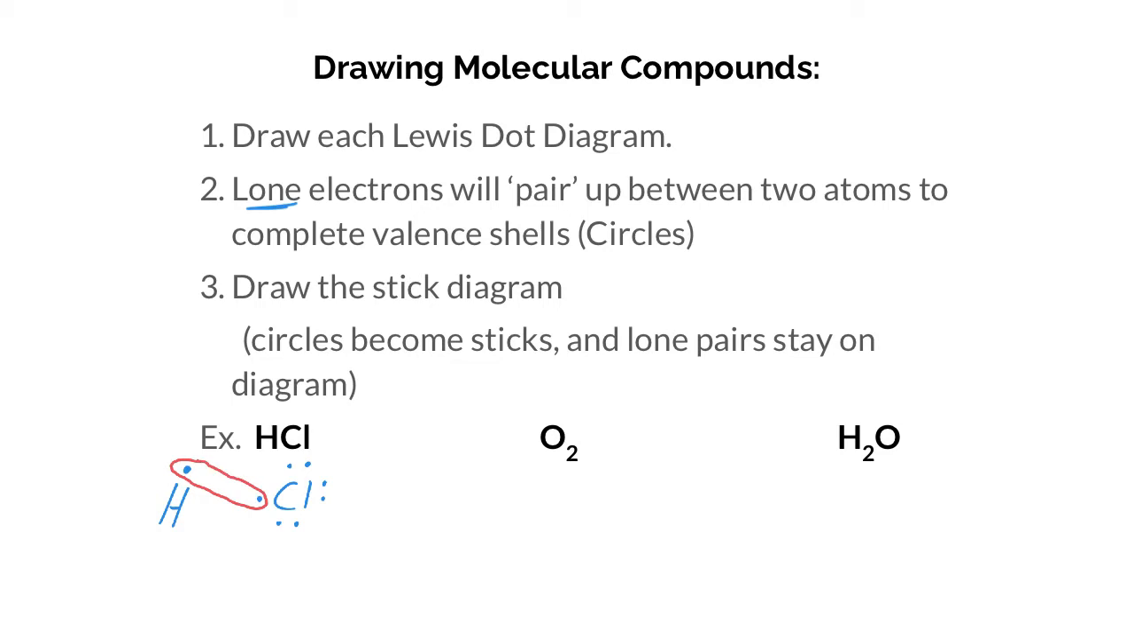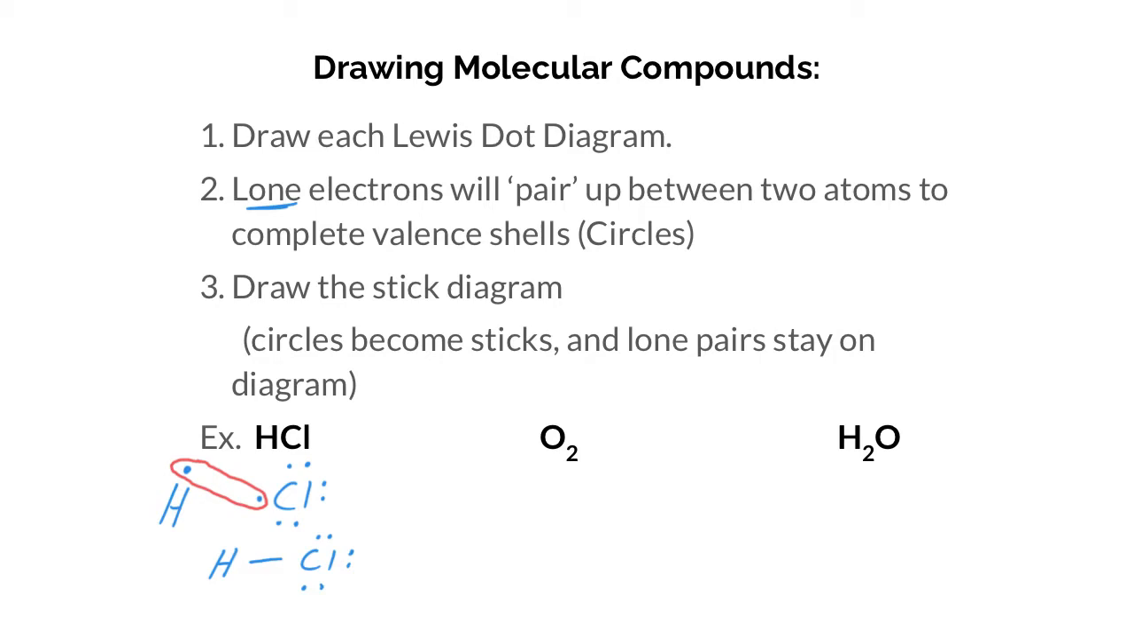Number 3 is we will draw the stick diagram. Essentially, the circles become sticks and lone pairs stay on the diagram. So I draw my H, and there is a stick here, or a bond, between the H and the Cl. Notice here that the other electrons will stay on the diagram, like that.